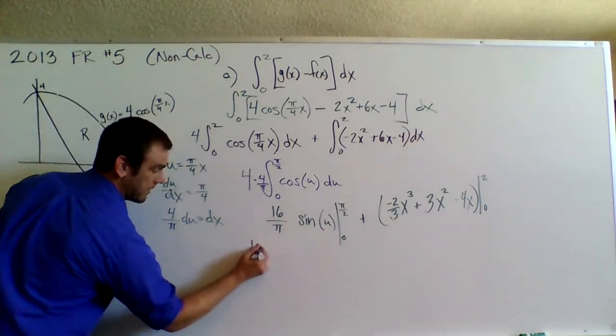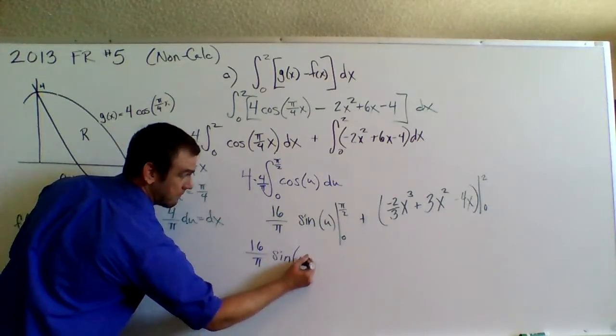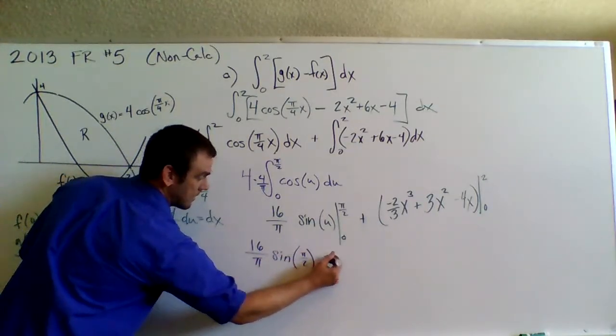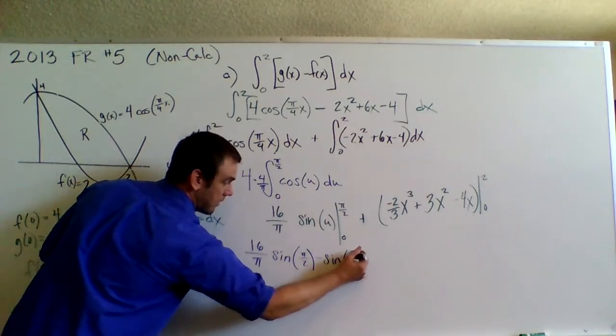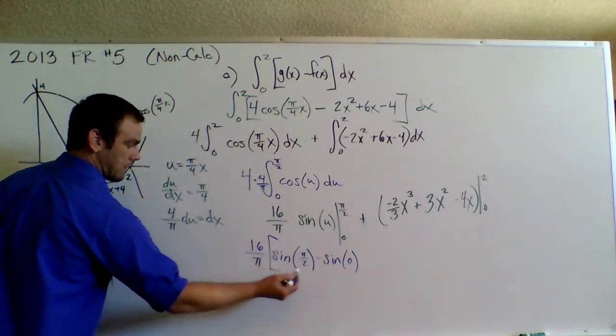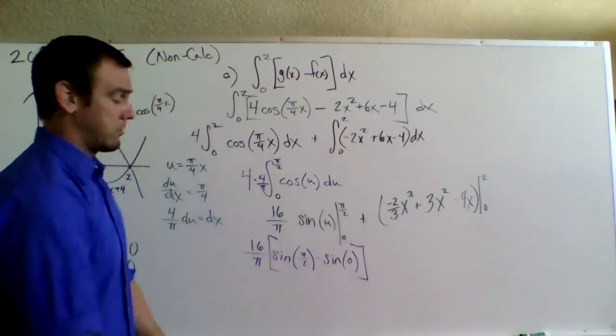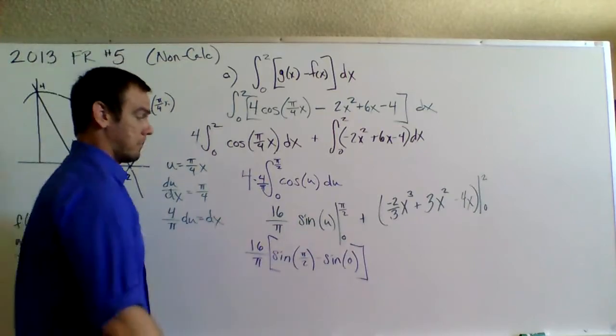So I'm going to plug this in. I got 16 over pi. We have sine of pi over 2 minus sine of 0. The way I have this written is not good. I need that to be distributed to both of these. So make sure you have your brackets or parentheses or something there.